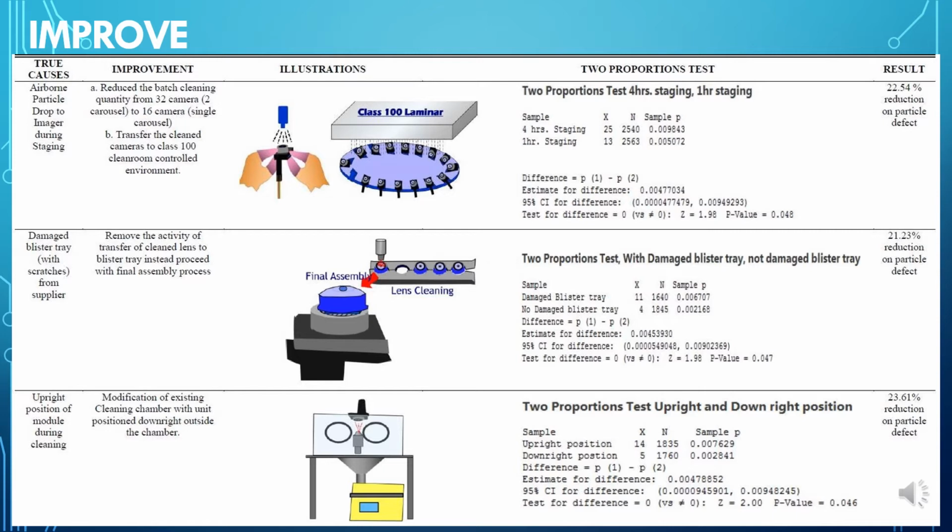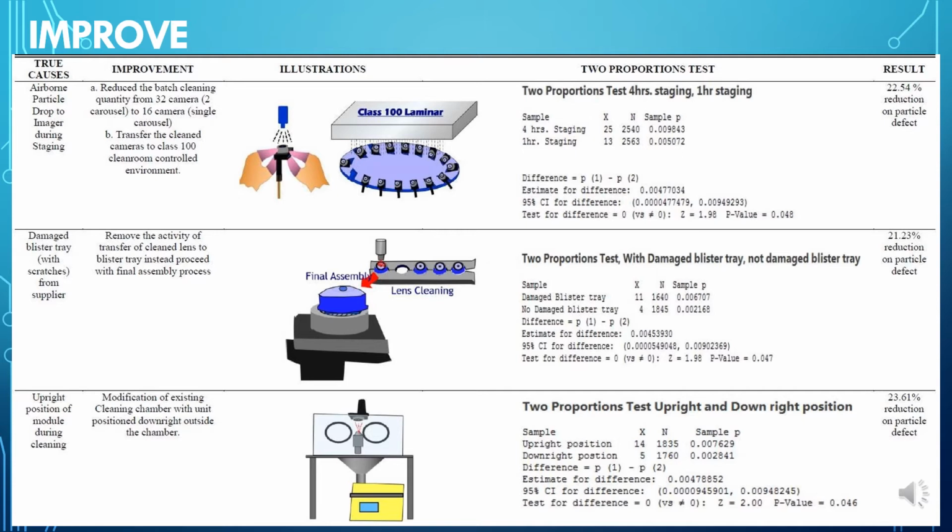Second, transfer the cleaned cameras to a class 100 clean room controlled environment. For the second true cause, which is the damaged blister tray with scratches from the supplier, I performed a two proportions test, and the result was a 21.33 reduction on particle defect. So the improvement here: remove the activity of transferring cleaned lens to the blister tray, and instead proceed with final assembly process. This is a sample picture of how to do that.